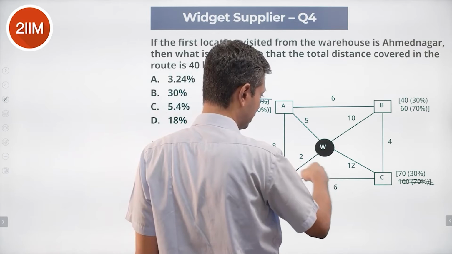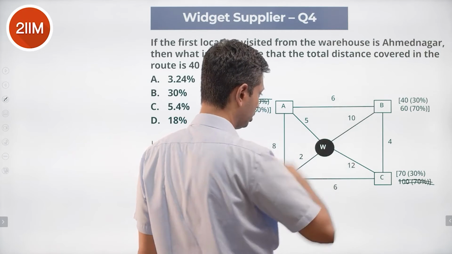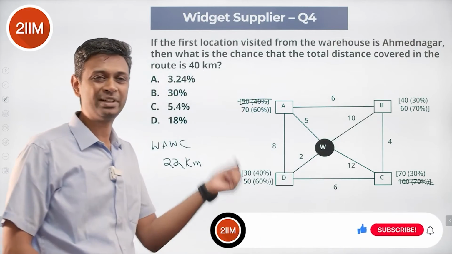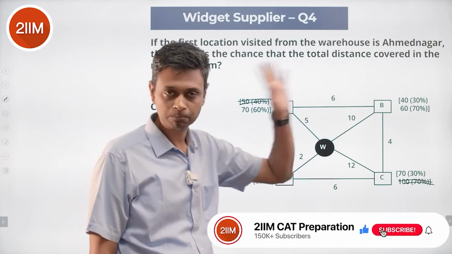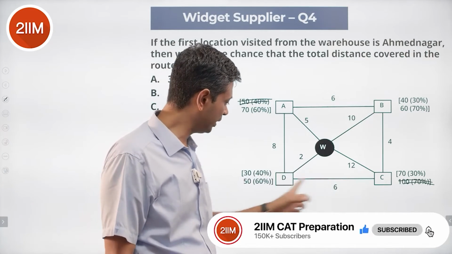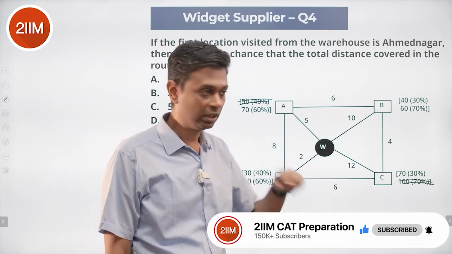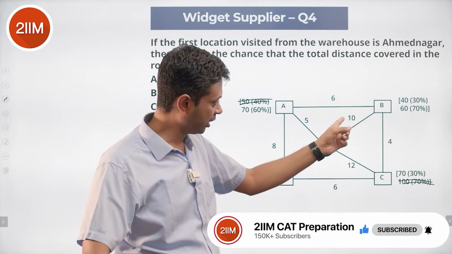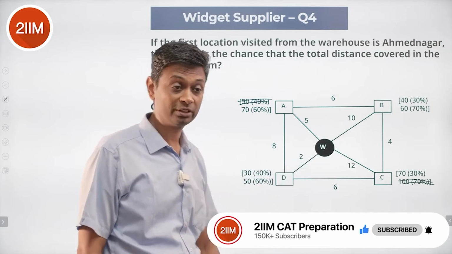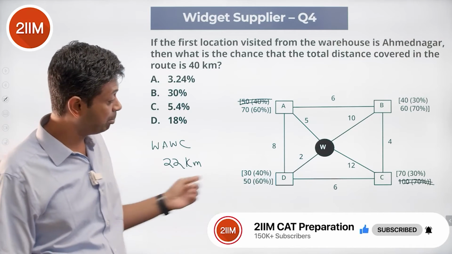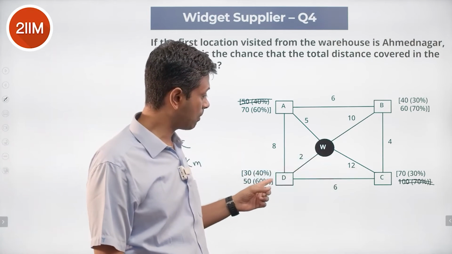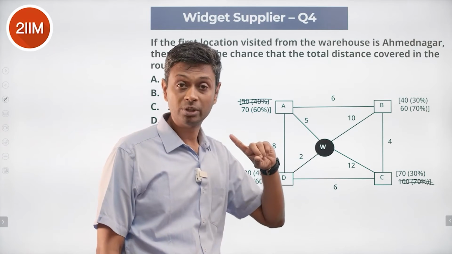A BD would be that. A DB would be 6 to 10, which is 18 kilometers. So I am definitely doing a DB. After coming here, I am doing a DB, not a BD. If I did a BD, it would be 4 plus 10, 14 plus 2, 16 kilometers, taking me to a total of 38. If I did a DB, it would be 6 plus 2 plus 10, which is 18 kilometers.